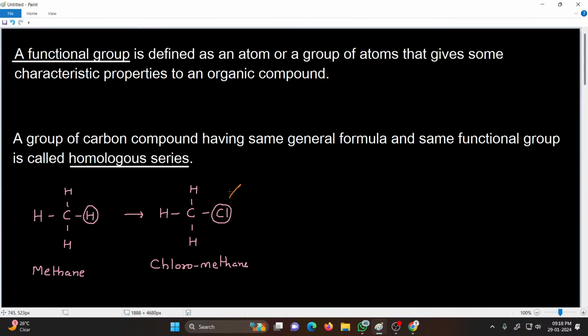So this is your functional group that will decide the properties of the compound irrespective of the length of the carbon chain. All haloalkanes, as we call them. This is chloromethane, but in general you will call this functional group haloalkane. So all haloalkanes will show similar chemical properties irrespective of the length of the carbon chain.